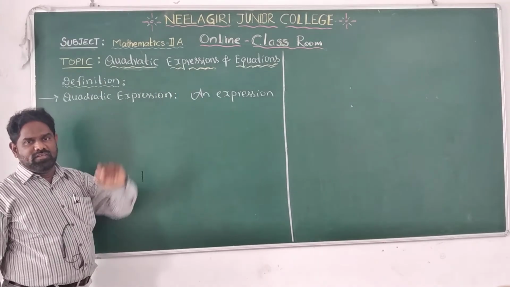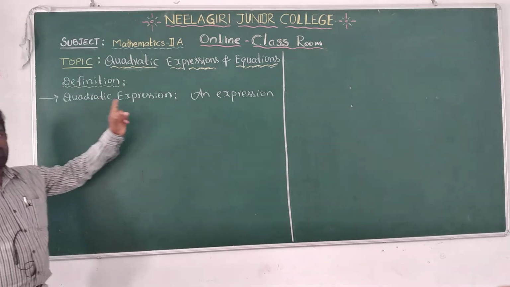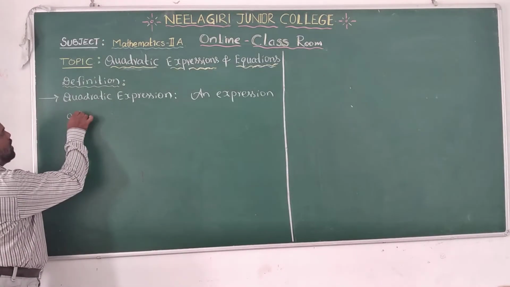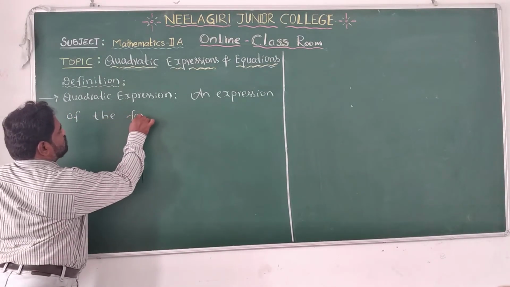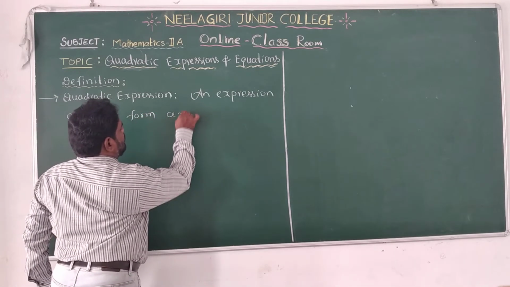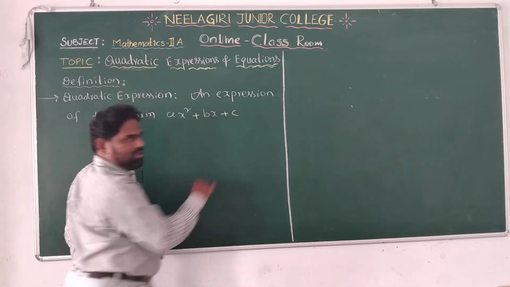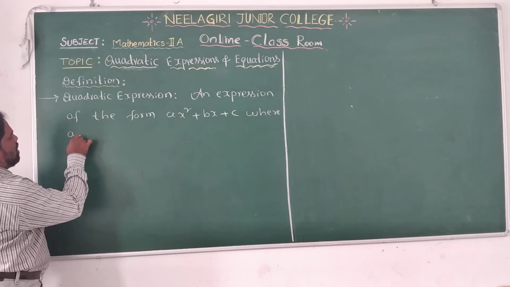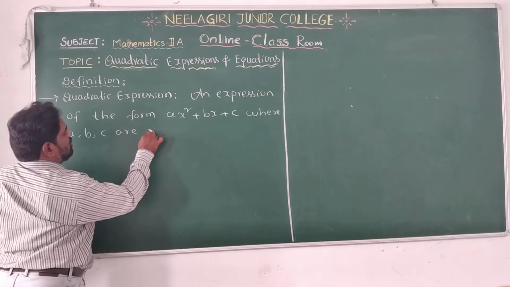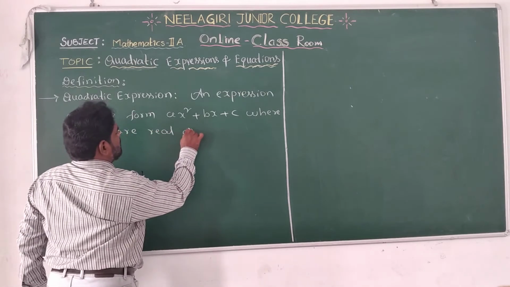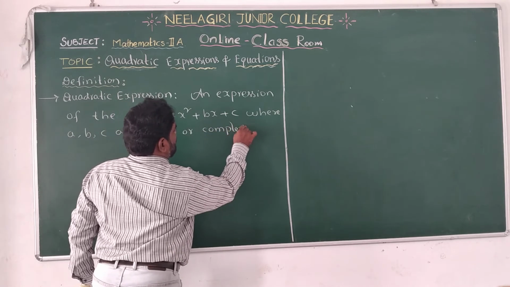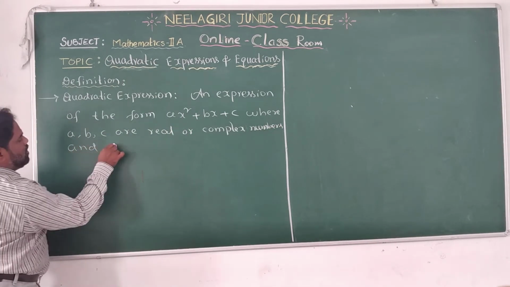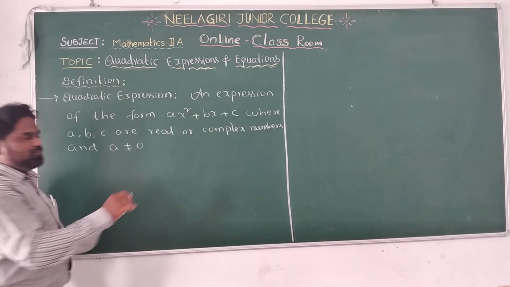Now I am going to start the second year related mathematics subject with a topic named quadratic expressions and equations. The first definition is quadratic expression: an expression of the form ax square plus bx plus c, where a, b, c are real or complex numbers, and a not equal to 0, is called a quadratic expression.